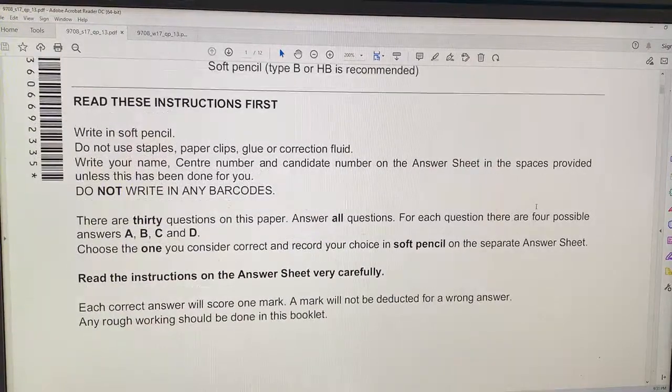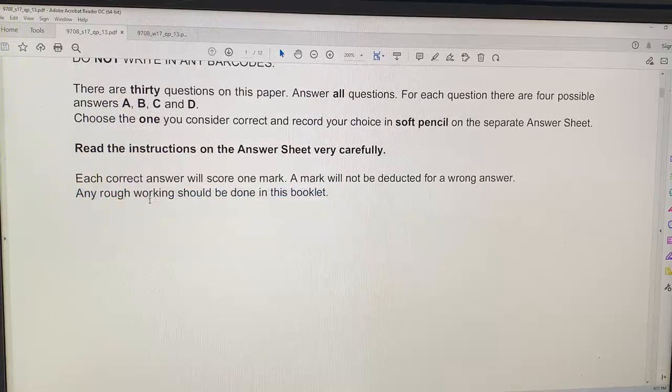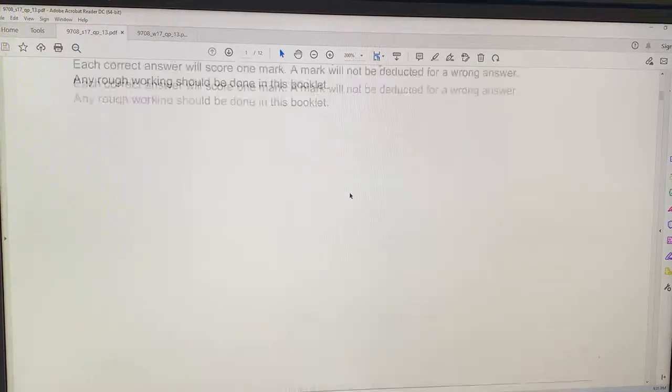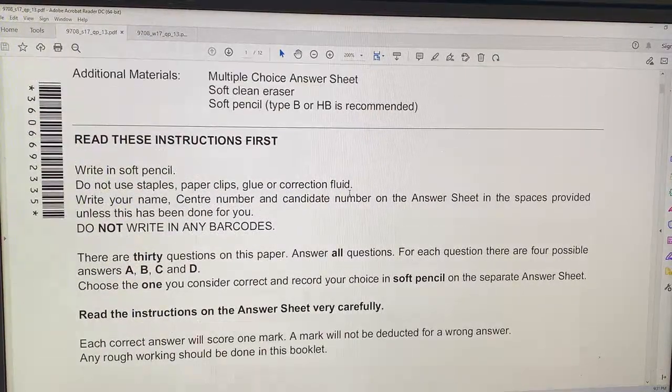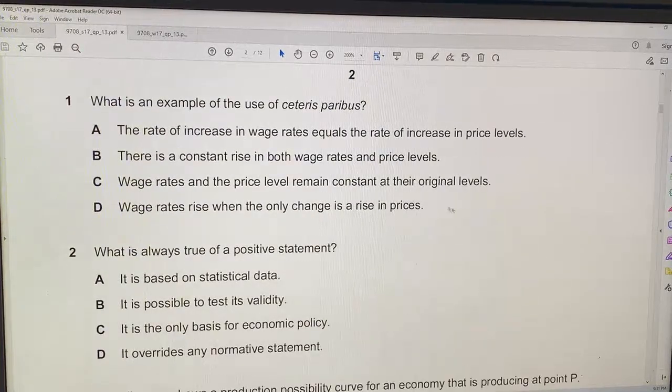Let's see. Don't write in any barcodes. You can do rough working in this booklet when you receive the test booklets. That's any scribbles you need to do to help you answer the question correctly. So here we go.